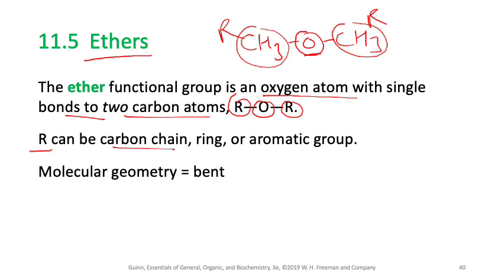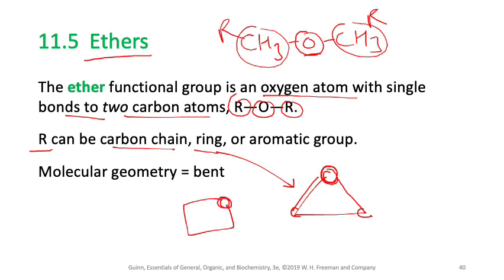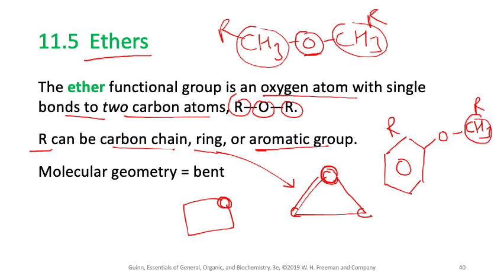R can be a carbon chain, or it can be a ring, something like this. You have an oxygen, so what you have over here is this carbon, this carbon, and oxygen at the center. This can also be in a ring, something like this, with oxygen in here. And the R group can be an aromatic group. So this is a benzene, attached to O, and the other can be CH3. In this case, one R group is aromatic, another R group is simple carbon containing, or an alkyl group, and you have oxygen at the center. So R, O, R.